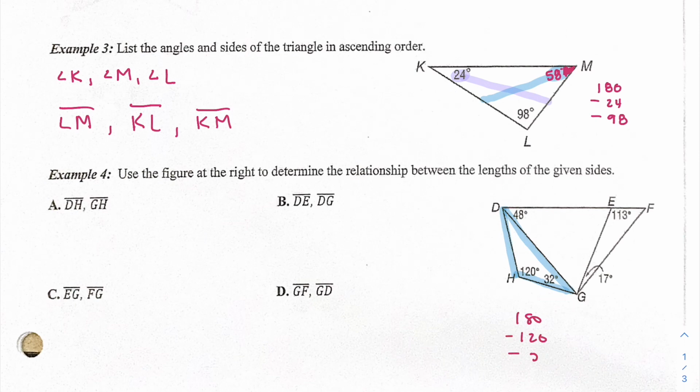All right, this triangle right here, they tell us 120 and 32, so I can find that missing angle there. 180 minus 120 minus 32 would give me 28 degrees. All right, over here with this triangle, EGF. I have 17 and the 113, so I can do 180 minus 113 minus 17. When I do that, I get 50 degrees.